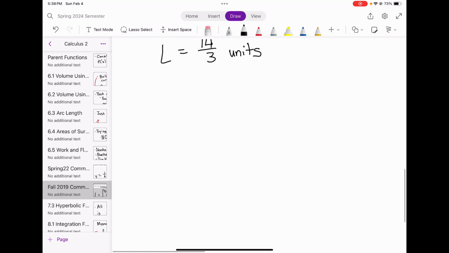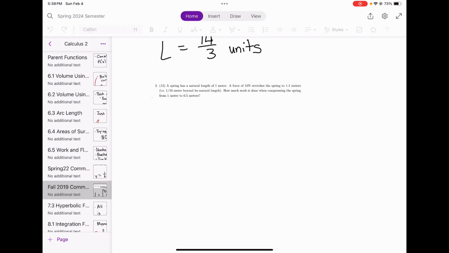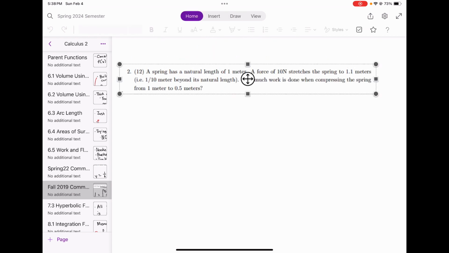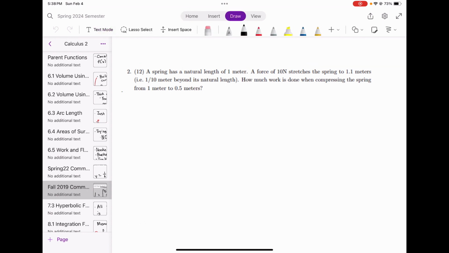Number 2. And I'm just going to quickly get a screenshot of this, so that way you're able to see it right on. Okay. A spring has a natural length of 1 meter. A force of 10 newtons stretches the spring to 1.1 meters, i.e. 1/10 meter beyond its natural length. How much work is done when compressing the spring from 1 meter to 0.5 meter?